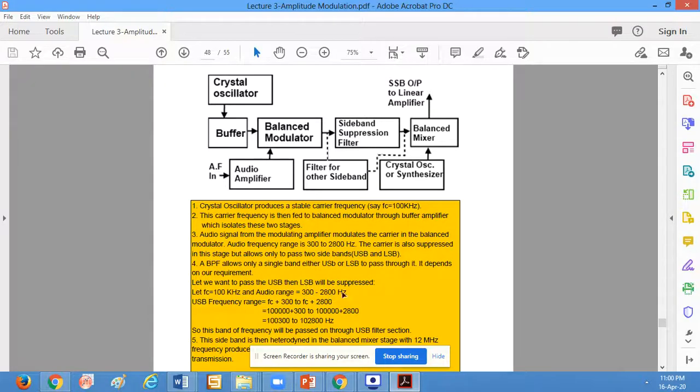But it is a tedious task to design this filter that will pass this frequency. After that, we have a crystal oscillator that is giving us the 12 megahertz frequency. It is then given to the balanced modulator, and we get the output here.